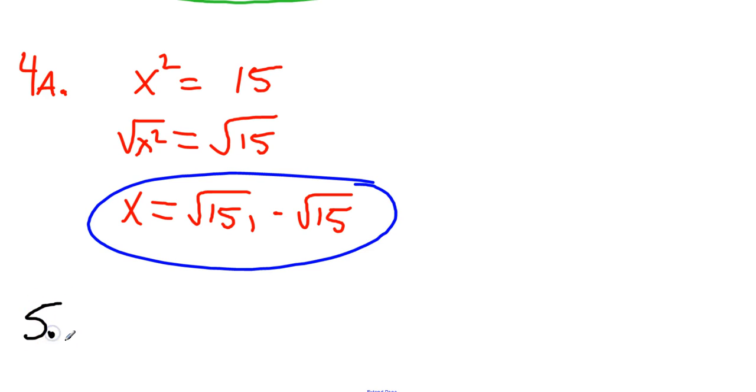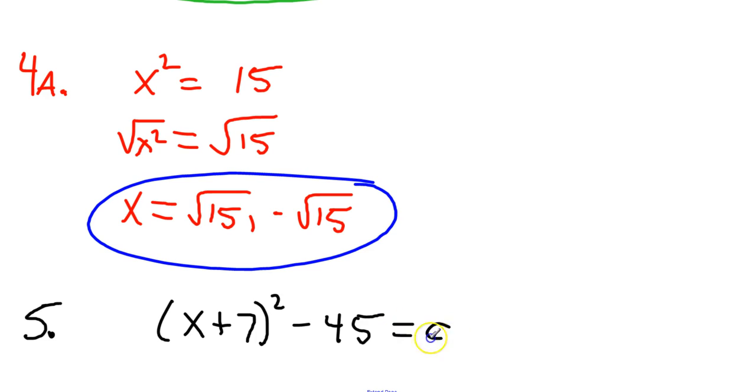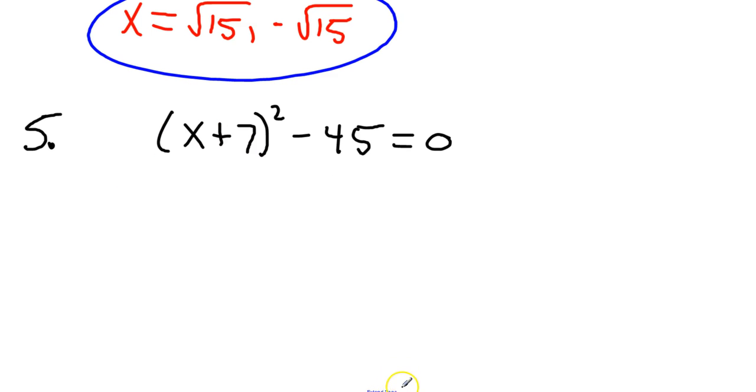Okay, and then number 5 kind of steps it up a notch here. For number 5, we've got (x + 7) squared minus 45 equals 0. Same directions on this one: use the square root property to get the answers.